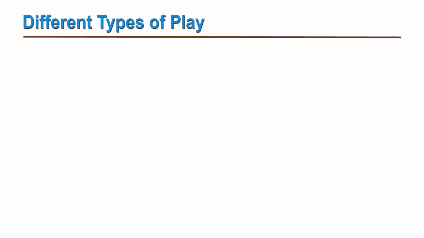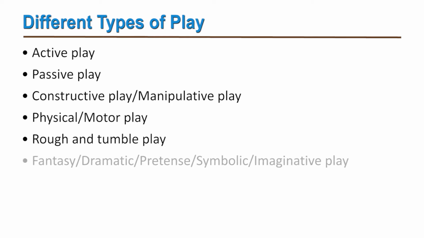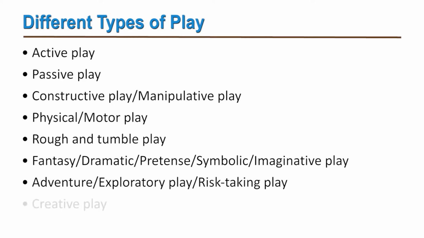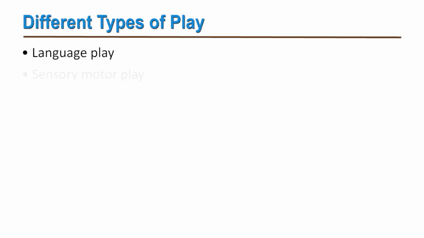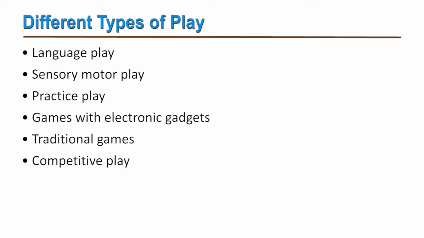There are different types of play, namely active play, passive play, constructive play or manipulative play, physical or motor play, rough and tumble play, fantasy play or dramatic play or pretense play or symbolic play or even imaginative play. Then you have adventure or exploratory play or risk-taking play, creative play, language play, sensory motor play, practice play, games with electronic gadgets, traditional games, competitive play, social play and games.